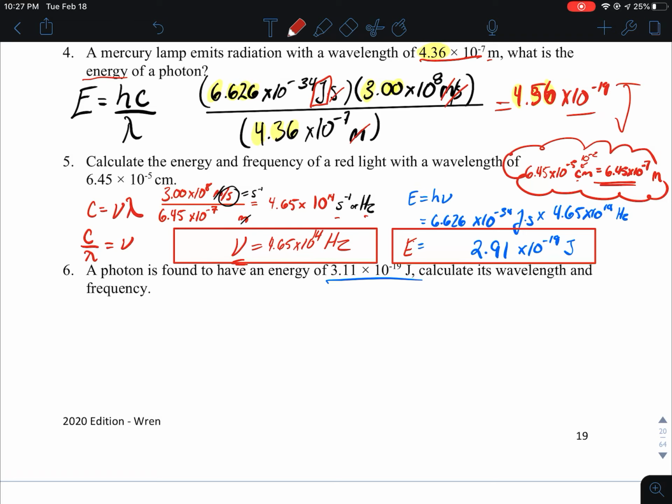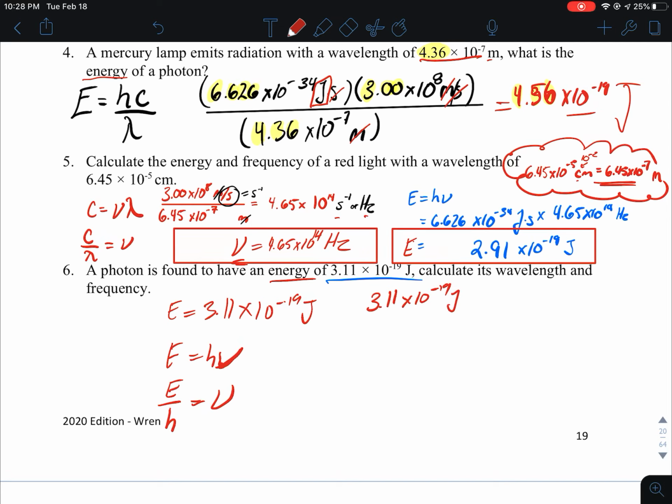Okay, let's do this last one on this page. We have the energy at this value, so we can say E is 3.11 times 10 to the negative 19 joules. And we also know that E is equal to hν, which means that E over h is equal to the frequency. So we might as well fill that out and give it a shot. 3.11 times 10 to the negative 19 joules divided by 6.626 times 10 to the negative 34 joule seconds. Double check that these are going to cancel out. This is going to give me an answer in seconds to the negative 1, because the seconds will be left underneath in the denominator.